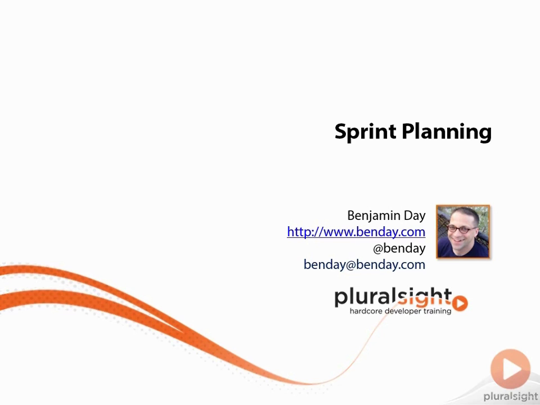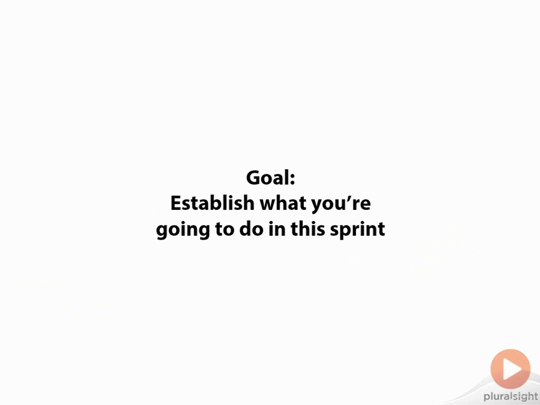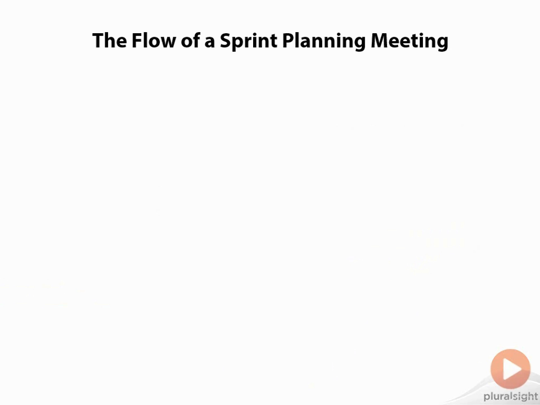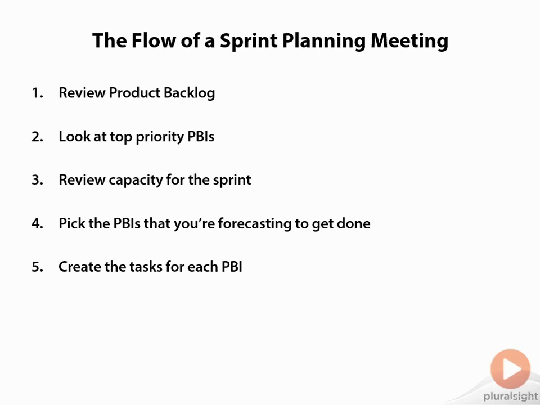This is Real World Scrum with Team Foundation Server 2013, and this is the Sprint Planning module. So every sprint starts with a sprint planning meeting, and our goal here is to establish what you're going to do in this sprint. So your flow is typically review the product backlog, look at top priority PBIs, review the capacity for the sprint, pick the PBIs that you're forecasting to get done, create your list of tasks for each PBI.